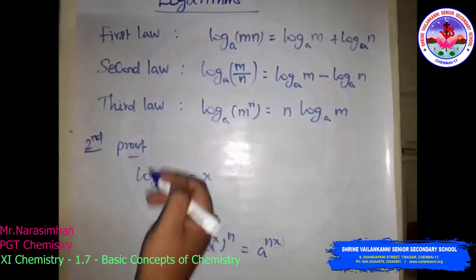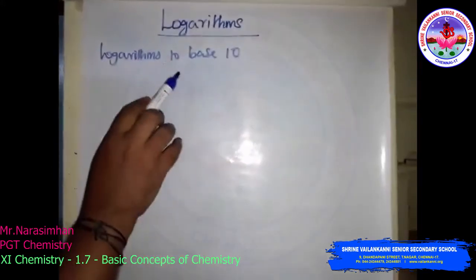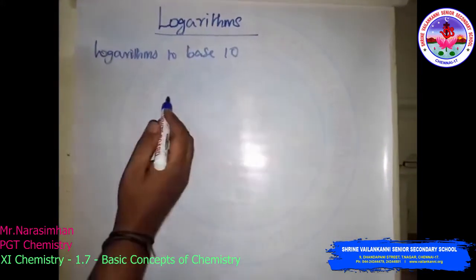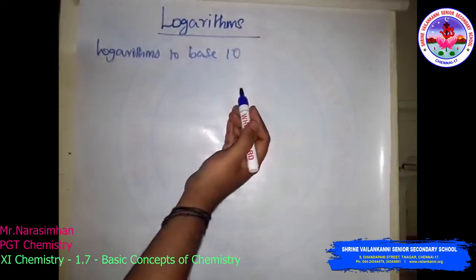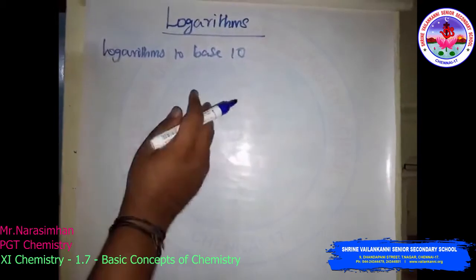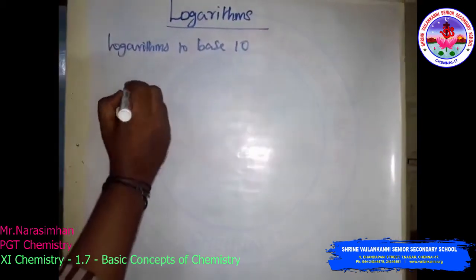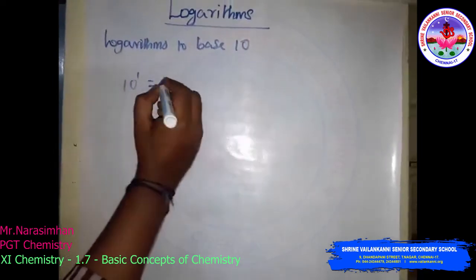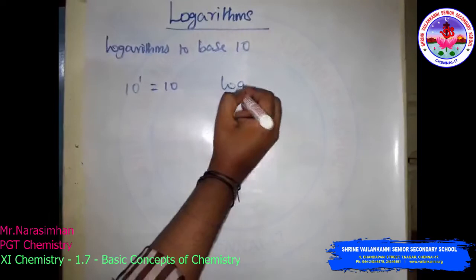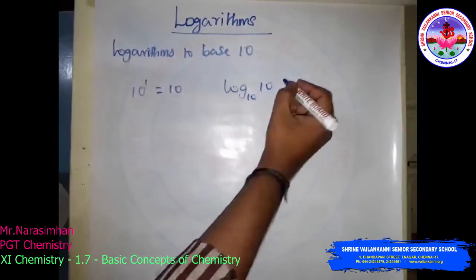Then logarithms to base 10. Because the number 10 is the base of writing numbers, it is very convenient to use logarithms on the base 10. I will give some examples here. 10 power 1 is equal to 10, so log 10 to the base 10 is equal to 1.